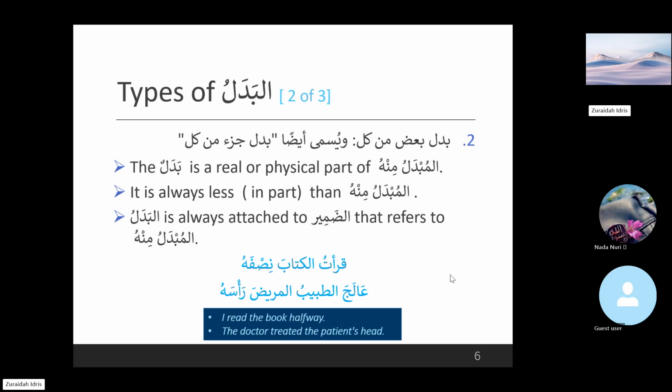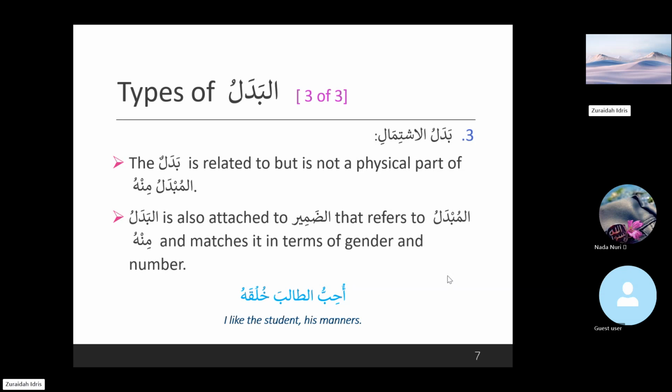Then we saw the third type of badal, which is ishtimal. Now this is also part of the mubdal minhu, but in a sense that it is not physical, but some quality of the mubdal minhu. In this case, our example is, I like the student. What is it about the student that you like? His manners. You can ask yourself that question. So again, we have this domir because we need to go back to something. We're referring this to whom or what. So we have to have a domir.